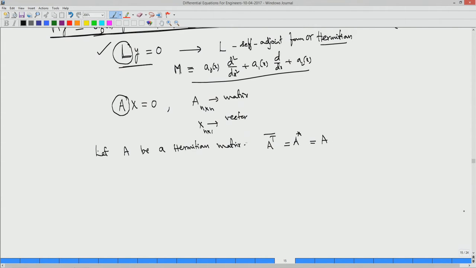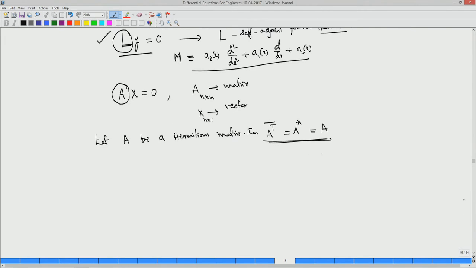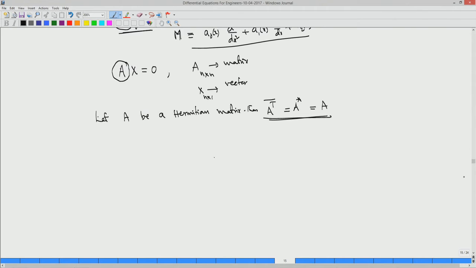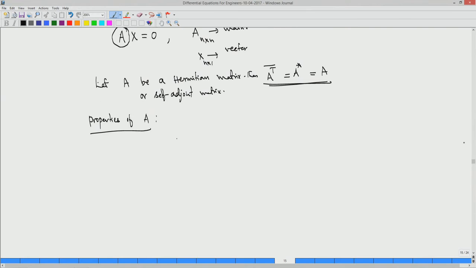This is the definition of Hermitian. If this is true, the matrix is Hermitian, or a self-adjoint matrix. So what are the properties of this matrix? Let us look at the properties of a self-adjoint, Hermitian matrix A.